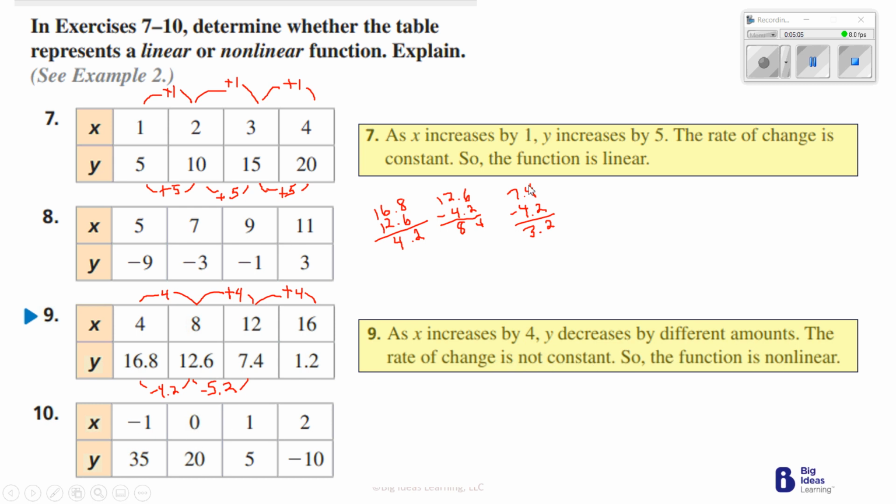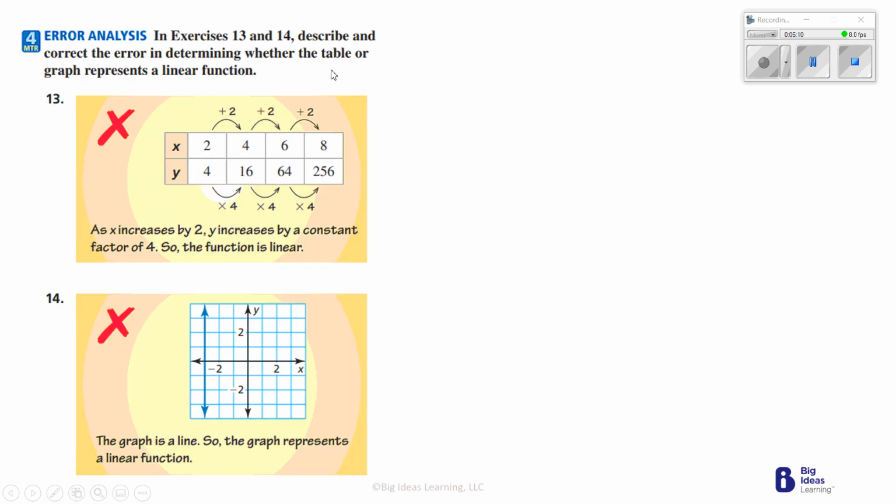All right, number 10 is for you to do. I'm going to go on to number 11. 11 wasn't on our list to do, so it looks like I have 13. In exercise 13 and 14, describe and correct the error in determining whether the table or the graph represents a linear function. Over here, we see an increase of 2, an increase of 2, and an increase of 2. Over here, we see an increase of 4. Well, no, actually, we're multiplying it by 4, and over here, we're multiplying it by 4, and over here, we're multiplying it by 4. It says as x increases by 2, y increases by a constant factor of 4, so the function is linear.